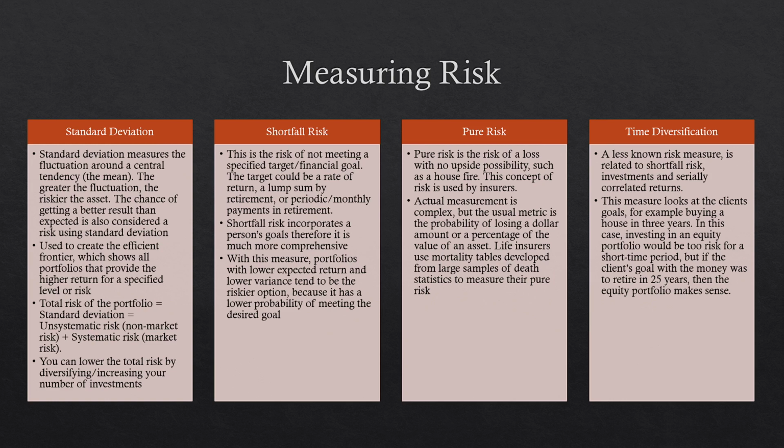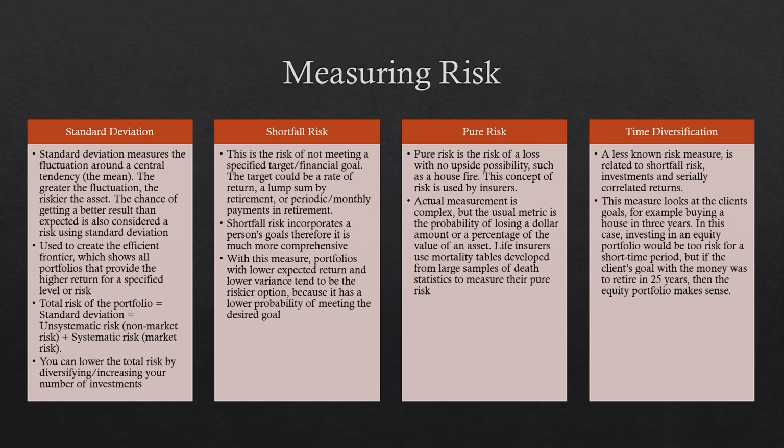Standard deviation is used to create the efficient frontier, which shows all portfolios that provide the highest return for a specified level of risk. We will touch on this in a later chapter when we look at equity securities. Total risk of the portfolio equals the standard deviation, which also equals the unsystematic risk, which is the non-market risk, in other words, the actual risk that a specific stock or a specific investment might have, plus the systematic risk, which is the market risk. Generally, the markets go up and down, and there is some risk towards that.